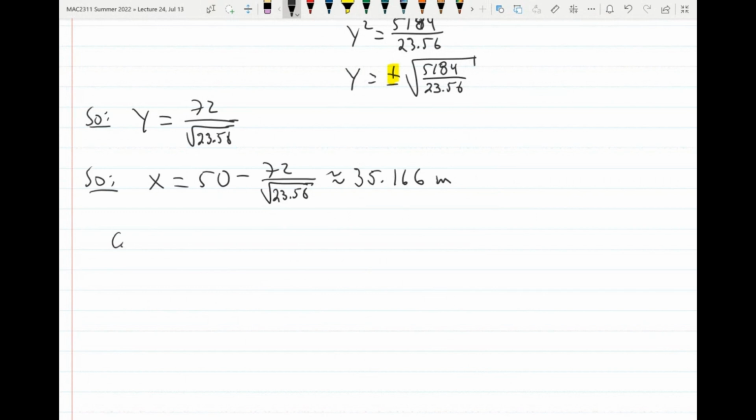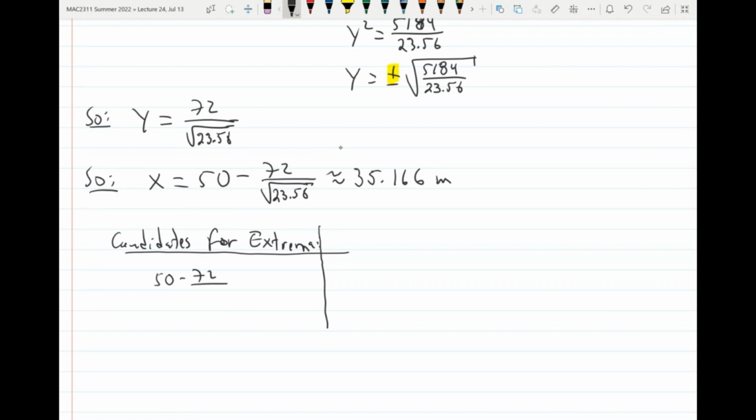So candidates for extrema. They're going to be the number that we found, which is this one. I already have it in my calculator. Let me store these. So we have 50 minus 72 over this. Here you can probably work with the approximation, but I'd rather work with the exact number. That's one candidate, then the other one is 0, and the other one is 50, which are the endpoints.